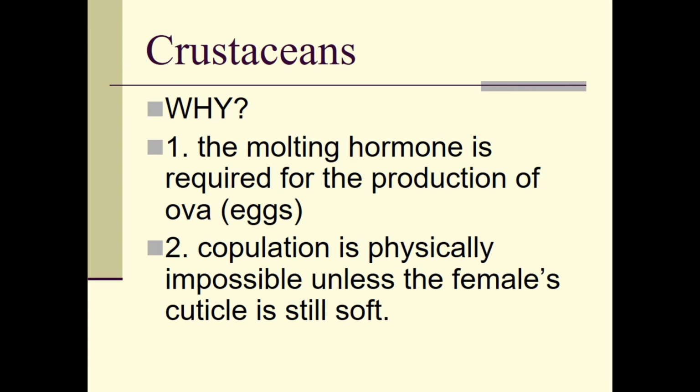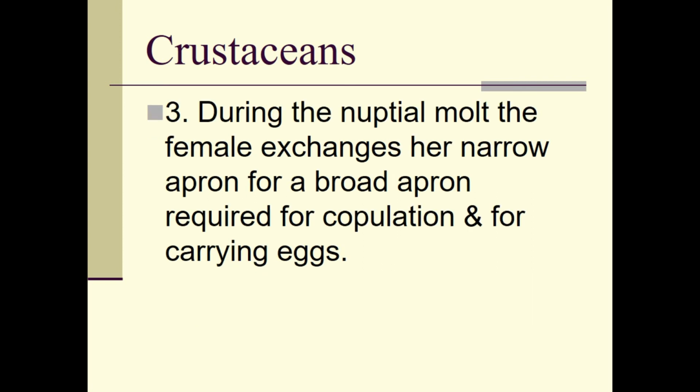Why do they go through this? The molting hormone is required for the production of eggs. So the same hormone that allows them to molt will produce the eggs. Copulation is physically impossible unless the female's cuticle is still soft. So as I was talking about earlier, once that exoskeleton hardens up, then they cannot mate. During the nuptial molt, the female exchanges her narrow apron for a broad apron required for copulation and for carrying eggs. And that deals with the underside of her abdomen there.